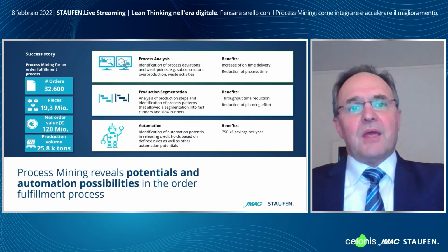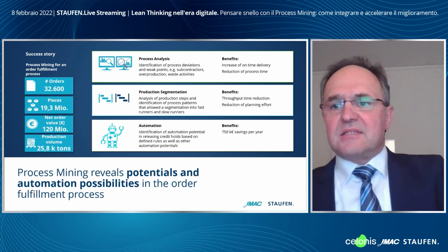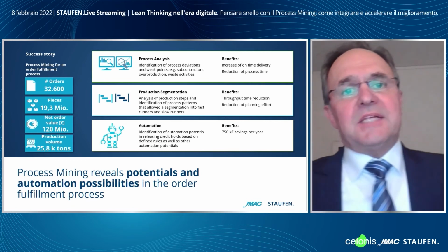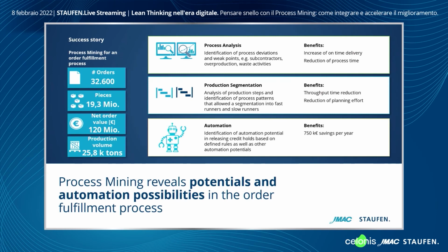When we switch to the next slide, please. You can see here with this analysis, we were able to, first of all, really identify the process deviation in terms of on-time delivery, subcontractor process, overproduction, and waste activities.